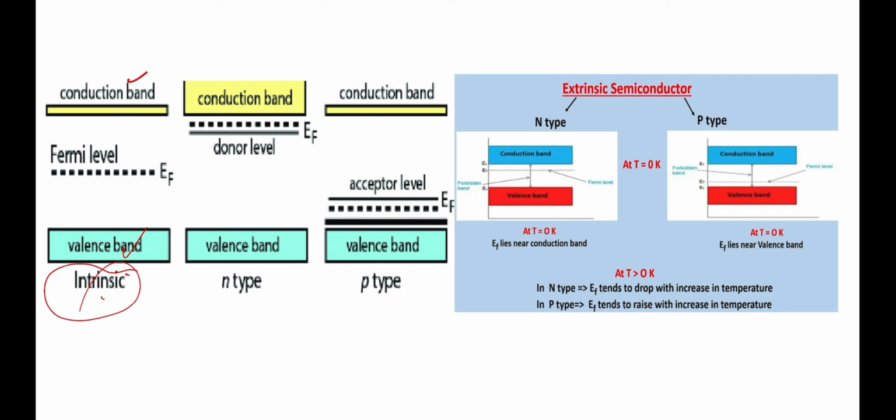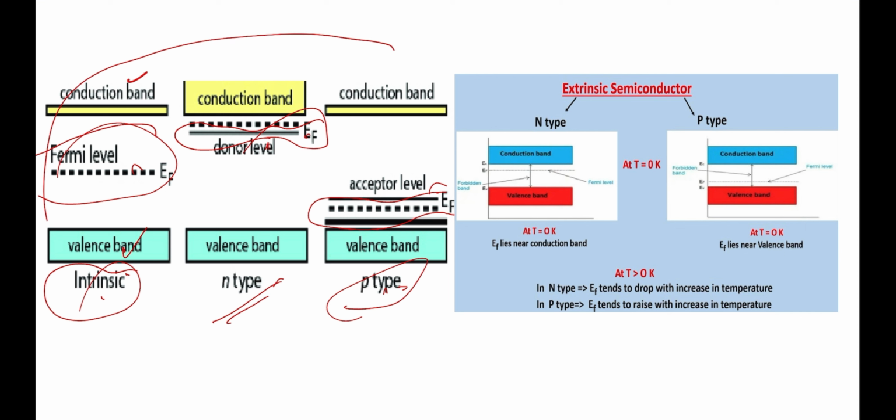In the case of an intrinsic semiconductor, the Fermi level will be in the middle of the conduction band and the valence band. In the case of an n-type semiconductor, the donor level and also the Fermi level will be just below the conduction band. Then in the case of p-type semiconductor, the Fermi level will be just above the valence band. So, this is an important figure. So, in the case of an intrinsic semiconductor, the Fermi level will be in the middle of conduction band and valence band.